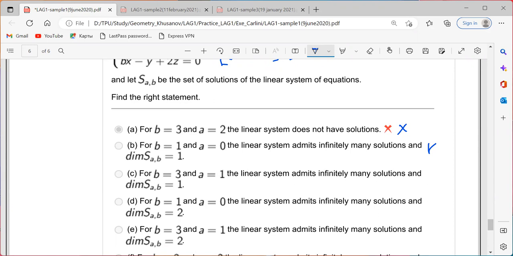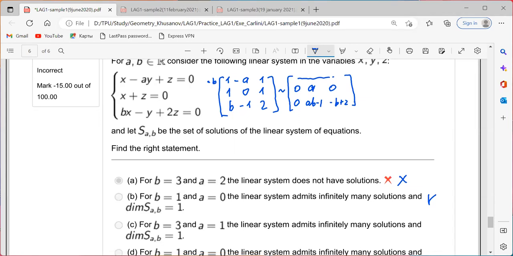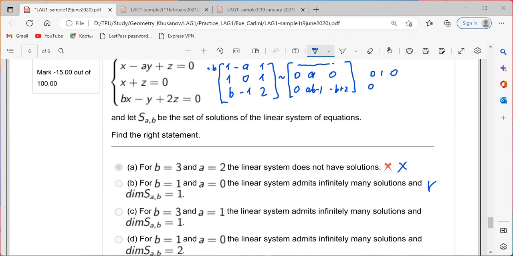So you can consider what the situation will be with our matrix. A equals 1 and B equals 3. A equals 1. So it will be just 0, 1, 0. And here A is 1, B is 3. 3 minus 1, it will be 2. And B equals 3. Minus 3 plus 2 minus 1.